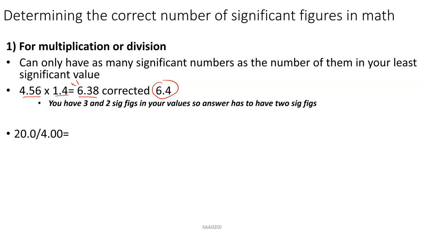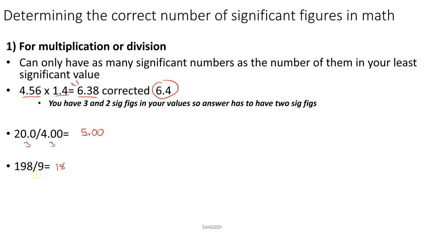Dividing, same concept. We have 1, 2, 3 sig figs here. We have 3 here, so our answer also has to have 3. So how do we do that? Well, we're just going to go 20 divided by 4, which is 5. 5 is not the correct answer because that doesn't have 3 sig figs. So where are the other sig figs? Your zeros. Here, 198 divided by 9.